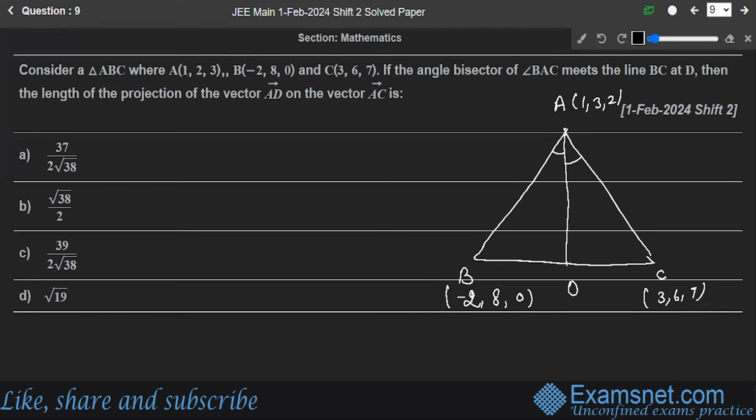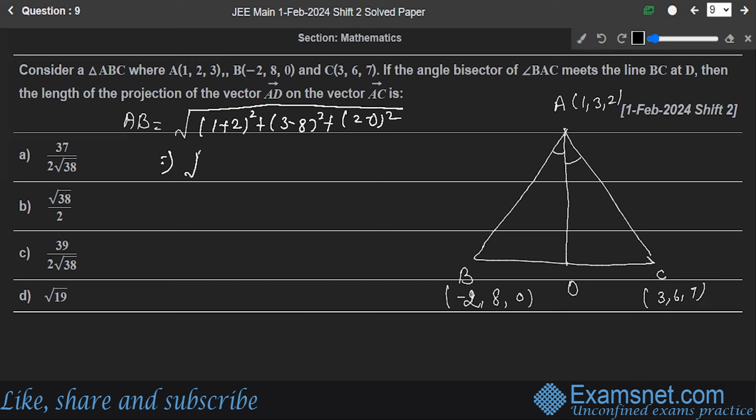First of all, let's know the nature of the triangle. I'll see what AB is equal to. AB will be given by the root of (1 plus 2) squared, (3 minus 8) squared, (2 minus 0) squared. This will give me 9, 25, and 4. This is equal to 38, root of 38.